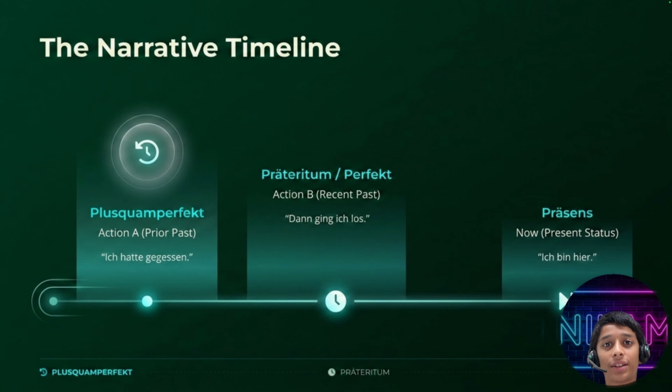So the golden rule is this. The Plusquamperfekt always needs a partner. It never stands completely alone. It exists specifically to say this happened before that other past thing I am about to tell you about. Hold that thought, we'll come back to it.